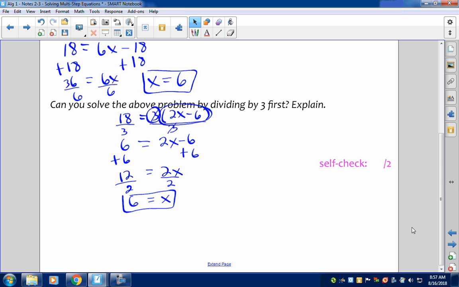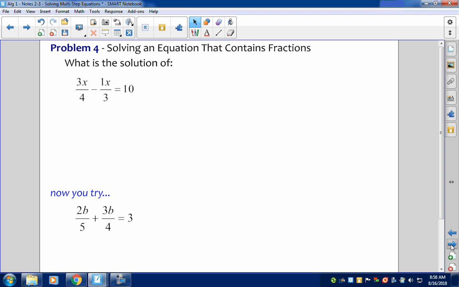All right. One of the other objectives in here was to be able to solve equations with fractions in them. So multi-step equations, the extra step in this one is going to be clearing the fractions. So solving an equation that contains fractions. We have 3x over 4 minus 1x over 3 equals 10. There's a couple options here. One would be to get a common denominator. So I could get a common denominator. The other one is called clearing fractions, or finding that least common denominator and then using it to multiply each and every term by that number.